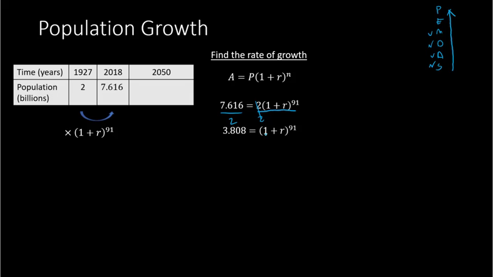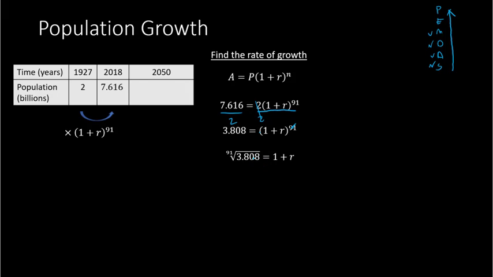So it seems like a kind of a crazy thing to do, such a large number, but that's what you're going to do. You're going to take the 91st root of both sides. When you do that, on the right side, the 91 exponent cancels out. On the left side, you have the 91st root of 3.808.